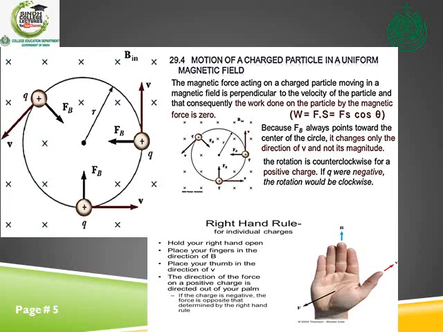It means that whenever a charged particle is moving in a uniform magnetic field, its direction of velocity is always changing, but its magnitude, that is its speed, always remains constant, and this is one of the reasons that its path is circular. The rotation is counterclockwise for a positive charge, and for a negative charge the rotation would be clockwise.